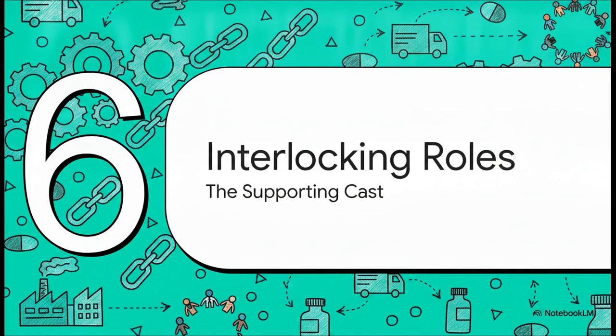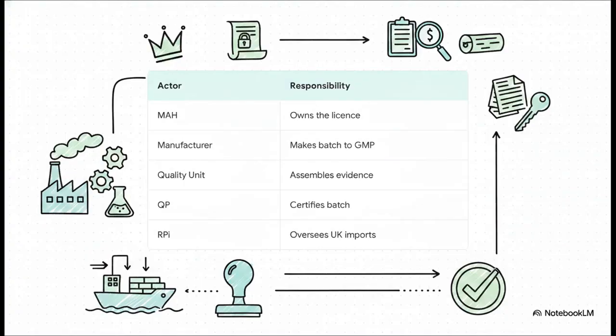Finally, Section 6, Interlocking Pharma Roles. Let's zoom back out a bit and look at the supporting cast of characters in this supply chain. These distinct roles interlock with incredibly firm boundaries to protect the patient and that final certification decision. The marketing authorization holder, or MAH, owns the product license and maintains the rulebook. The manufacturer operates under an MIA to actually make the product to GMP standards.